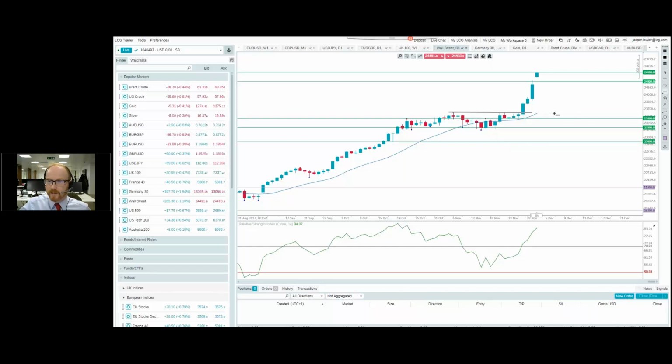It would be surprising if we got all the way back down to the old resistance area here, which is more like the 23,600 and change. But 23,700, 23,800, those round numbers could be attractive on the way down.